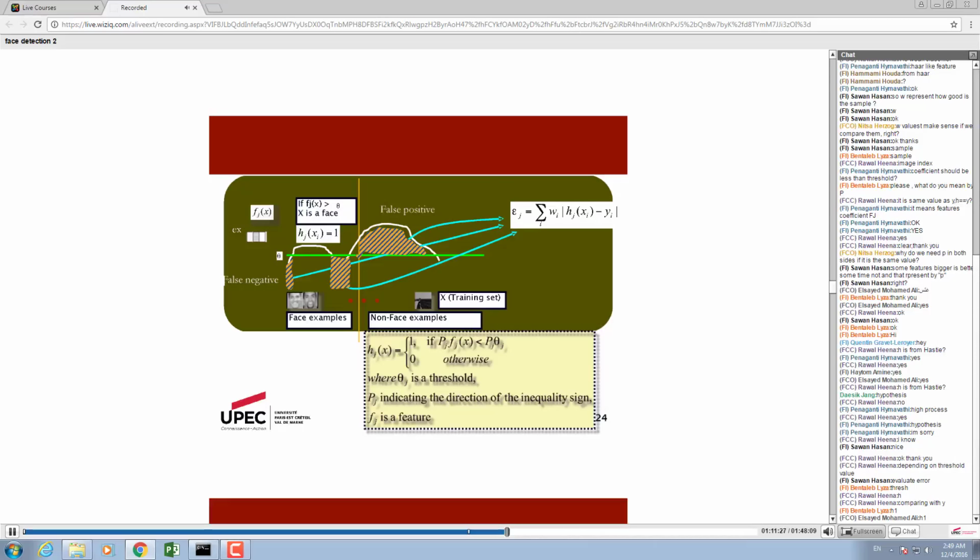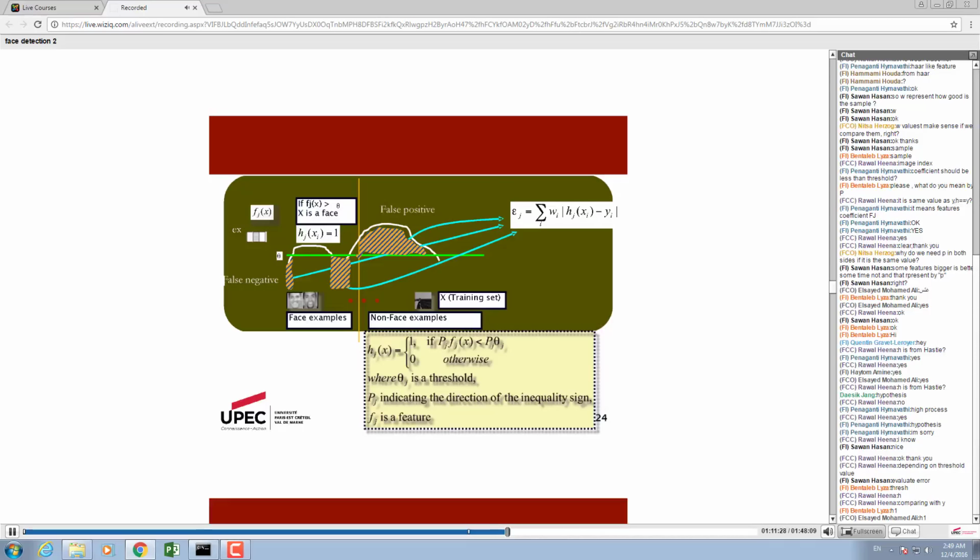Because the vertical axis is representing the feature values, right? So we can set one threshold, theta, this green line. Okay. Then we know which sample is positive. The left part is positive and the right part is negative.